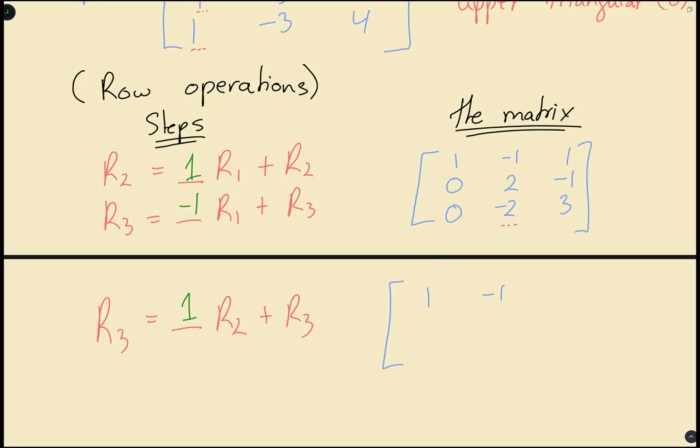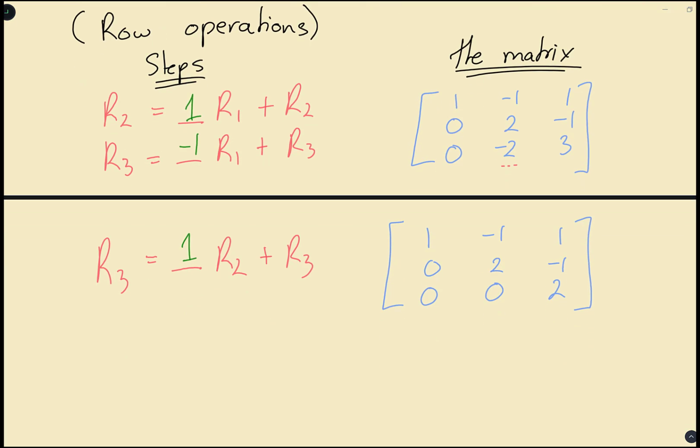And this will result in a matrix that looks like this. So we're going to have 1, -1, and 1, 0, 2, and -1. So the first two rows are unchanged. And the last row, we just did this row operation to have two zeros in here with a 2 as the final variable or value. So this is the upper triangular matrix. This right here. This is the U matrix.